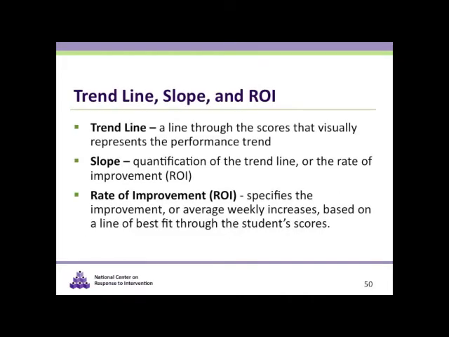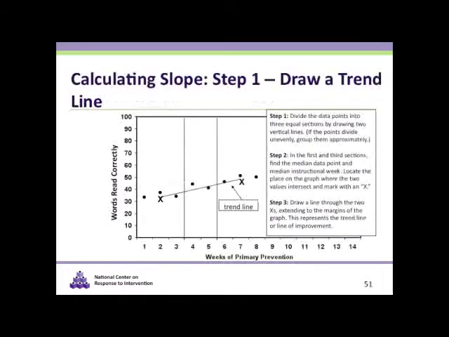Trend line. A trend line is a line on a graph that represents a line of best fit through a student's data points. The trend line can be compared against the aim line to help inform responsiveness to intervention and to tailor a student's instructional program. The slope is the quantification of the trend line. It becomes the ROI. Rate of improvement, ROI, specifies the improvement or average weekly increases based on a line of best fit, the trend line, through the student scores.